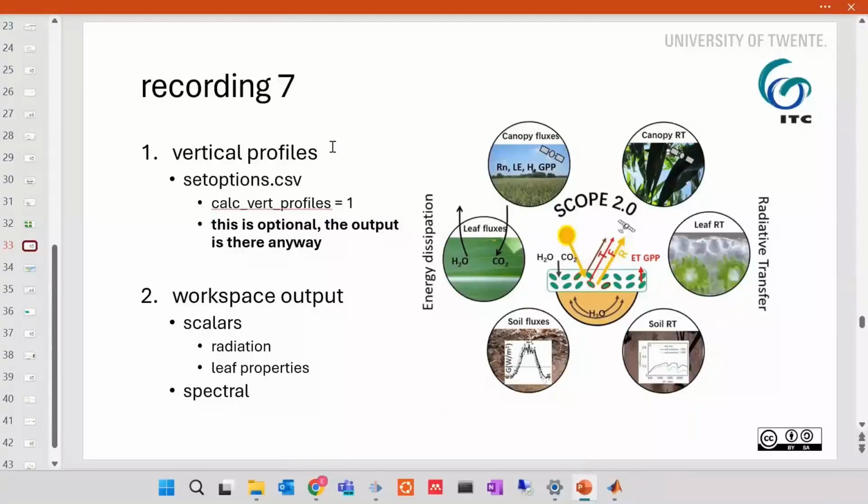In this recording, we are going to talk about vertical profiles, and we're still going to talk about workspace output, because it doesn't really matter if set options calculate vertical profiles are 1 or 0. The output is only available in the workspace. We don't output it. And regarding workspace output, we are going to talk about scalar profiles of radiation and leaf properties, and also about spectral profiles.